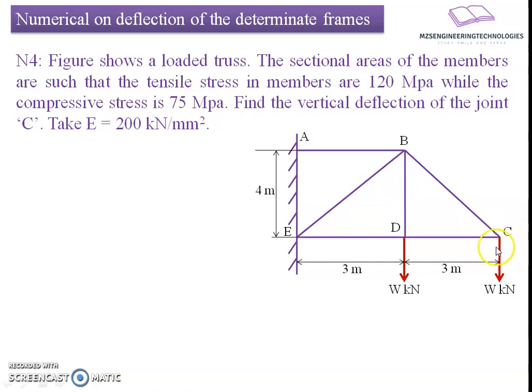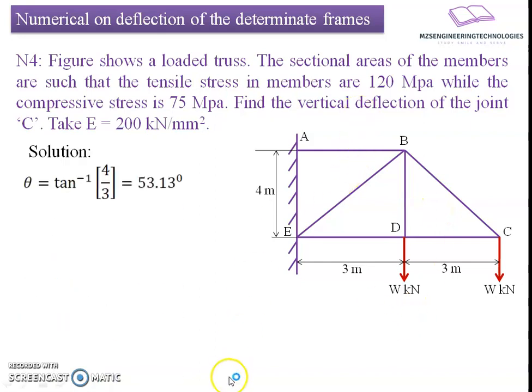It is supposed to find out the deflection at the joint C of this cantilever frame which is given to us, where the members are so proportioned that the cross-sectional area yields a maximum tensile stress not more than 120 MPa and maximum compressive stress not more than 75 MPa. So to begin with, we will find out some geometric proportions.